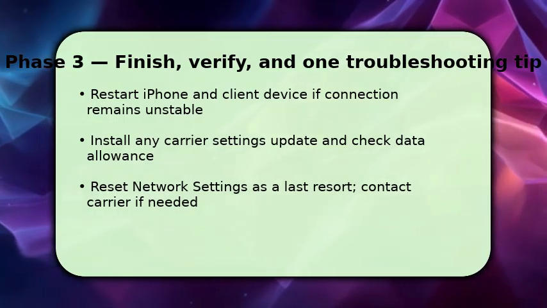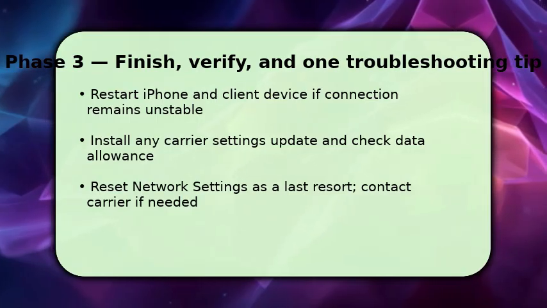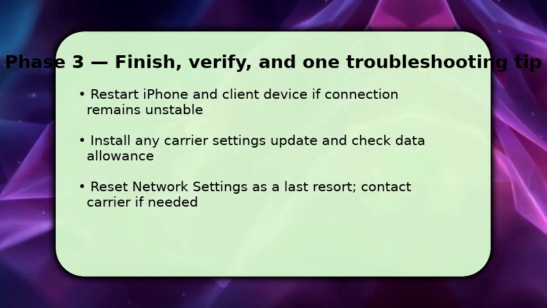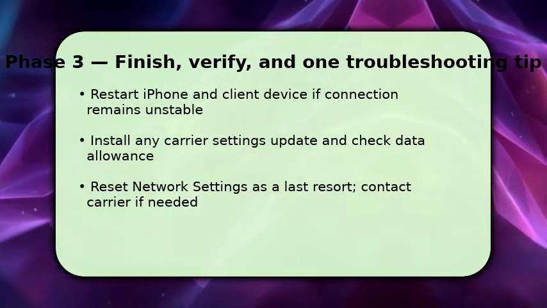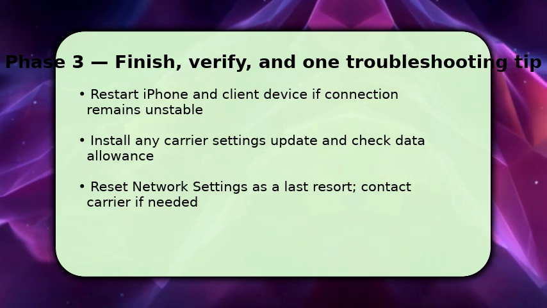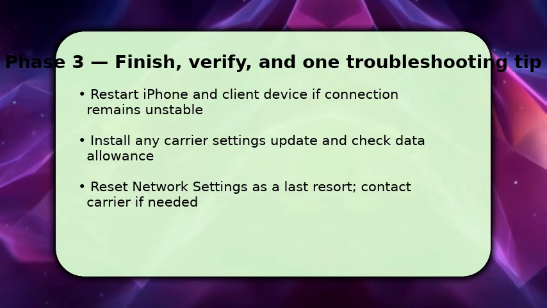If all else fails, reset network settings to clear corrupt configs, but note this removes saved Wi-Fi passwords. One quick troubleshooting tip. If a device won't join, toggle Personal Hotspot off and on again. This often forces a fresh handshake and restores connectivity.